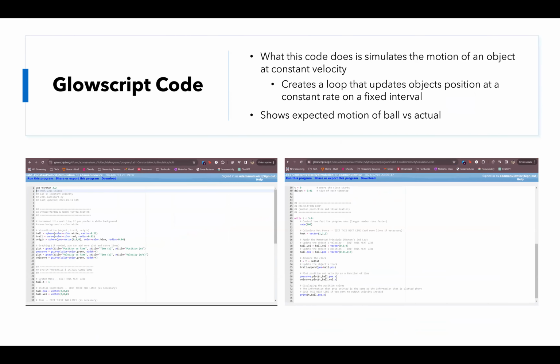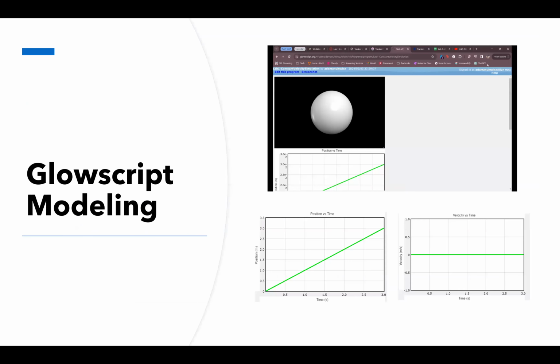Next, to prove this further is my GlowScript code. What this code does is simulate the model of an object at constant velocity by creating a loop that updates the object's position at a constant rate on a fixed interval. And it shows the expected motion of the ball versus the actual. So right here, you can see the modeling. I'll play this demonstration to showcase again the model of the object in motion with no acceleration.